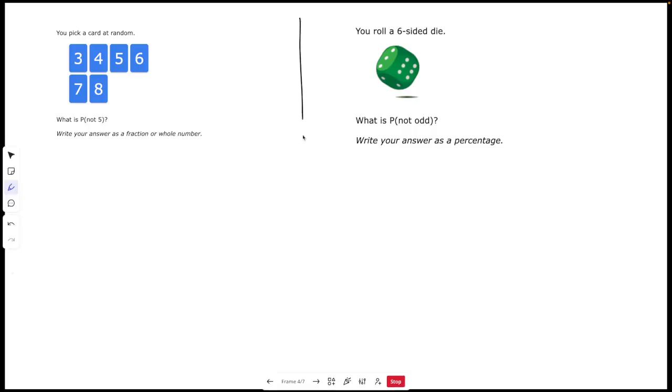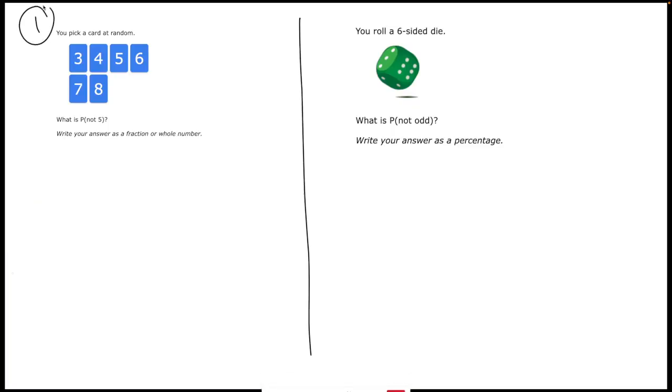Okay, now that you've had a chance to work these problems, let's take a look. For problem number 1 here on the left, you pick a card at random. What is the probability that you do not get a 5? There are 1, 2, 3, 4, 5, 6 cards total, and the probability that it's not a 5 would be 5 out of 6. It says write your answer as a fraction, so we are good to go, can't be reduced.